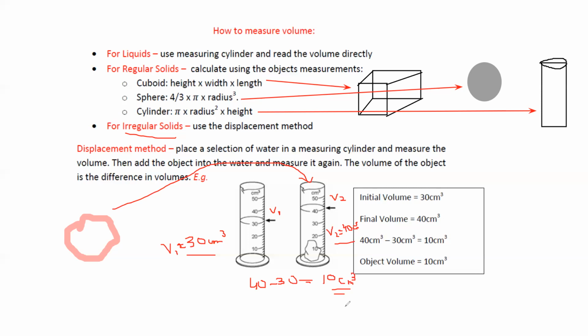So if it is a regular solid, a definite shape, then we use a formula. If it is an irregular solid, in that case we use a measuring cylinder. And if it's a liquid, we simply use a measuring cylinder and record the volume of the liquid directly.